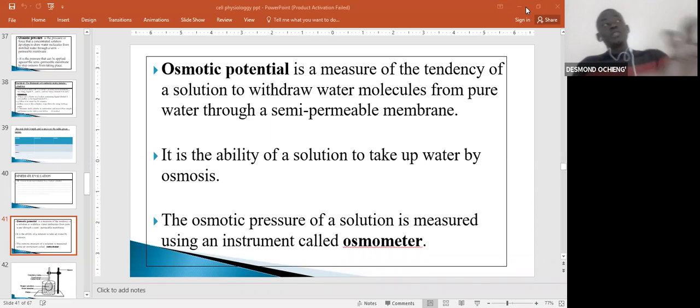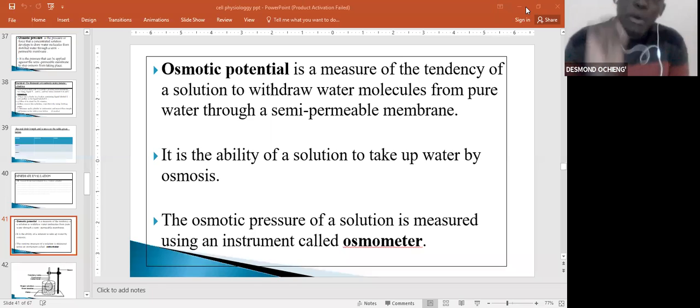We say that osmotic pressure is that pressure or force which is developed by a concentrated solution to draw water molecules from a lowly concentrated or dilute solution across a semi-permeable membrane. And it is also that pressure, that force, that is developed to stop osmosis from taking place. That is for osmotic pressure. Please understand it that way and do not confuse it with osmotic potential.